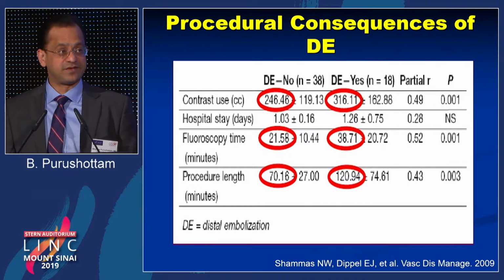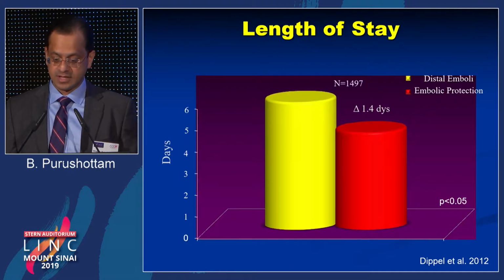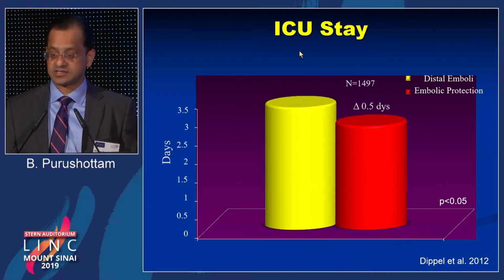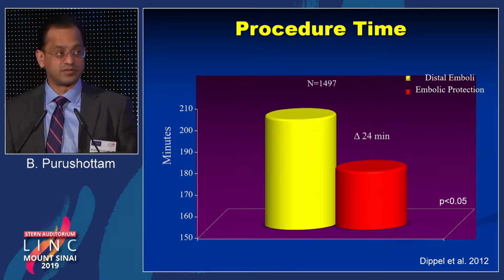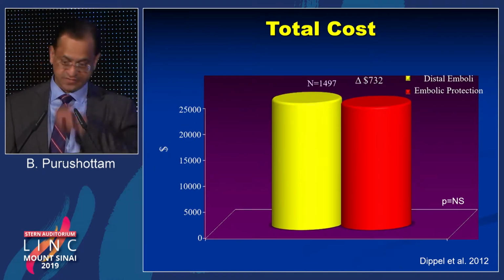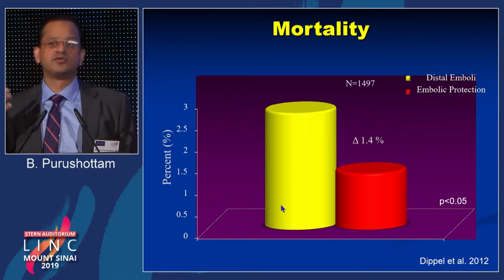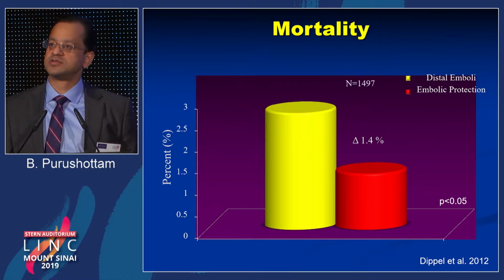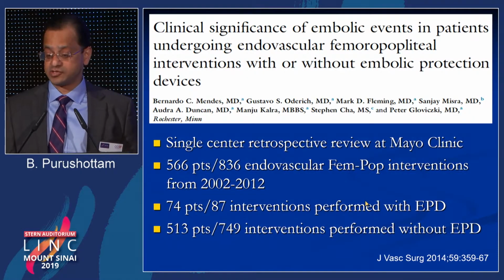You can also see it affects your procedure time. Your contrast volume goes up, your fluoroscopy time goes up. Also seen in this study by Dr. Dippel, the length of stay increases. Patients go to the ICU because you have to give a thrombolytic. Interestingly, apart from the procedure time increasing, there was not much of a difference in the total cost. The concerning thing was the mortality. Again, it's a retrospective review, so it doesn't mean much, but if you think about it, when you put them on TNK and leave them in the ICU, it does increase your mortality. As we know, ALI has a mortality as high as 10 to 12%.